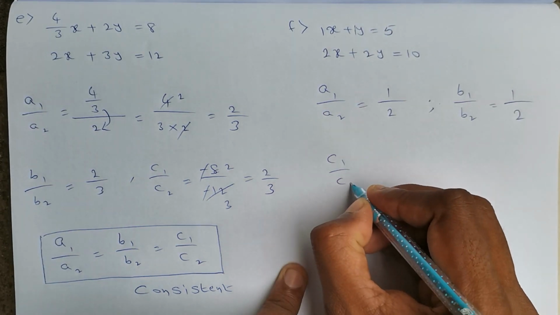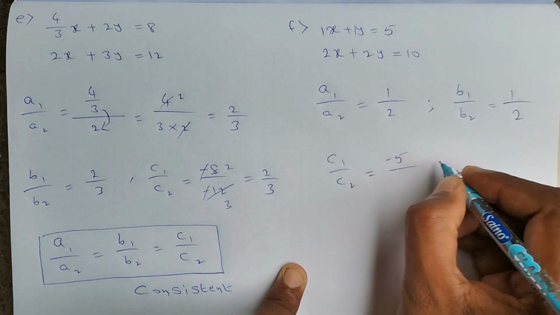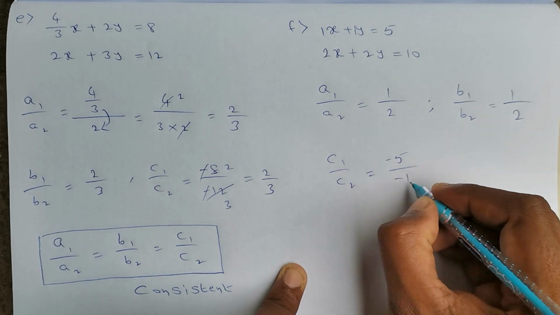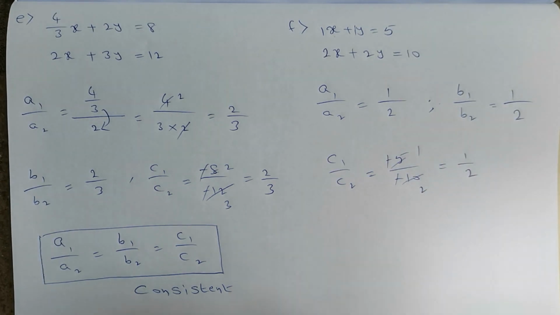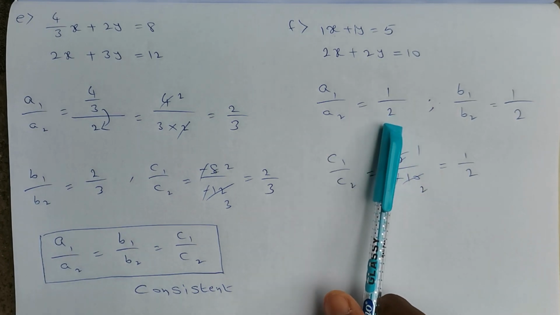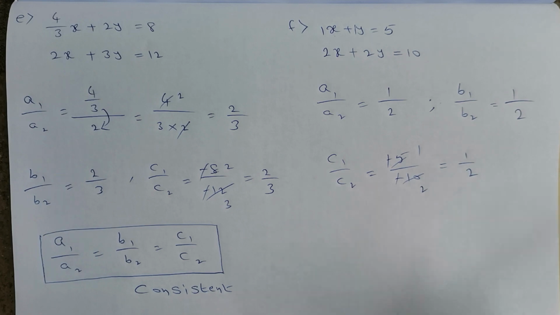Next c1 by c2. Here plus 5, if we take this side it will become minus 5. Plus 10, if I take it to the left side it will become minus 10. Minus minus cancel. 5 ones are 5, 5 twos are 10. It is also equal to 1 by 2. a1 by a2 is equal to 1 by 2, b1 by b2 is equal to 1 by 2, c1 by c2 is also equal to 1 by 2.